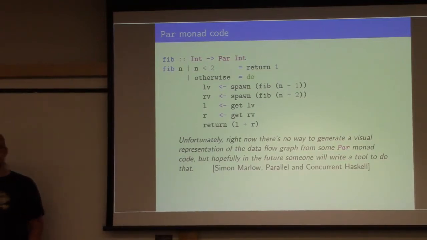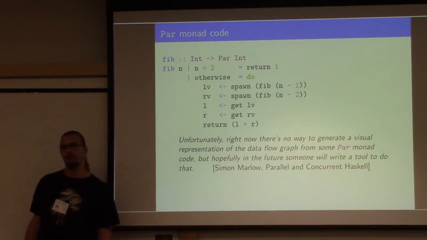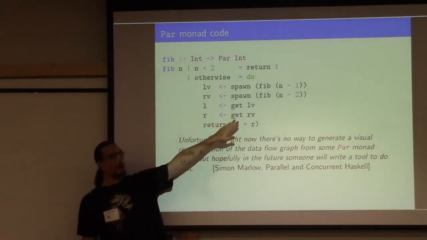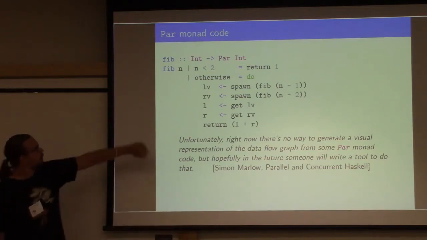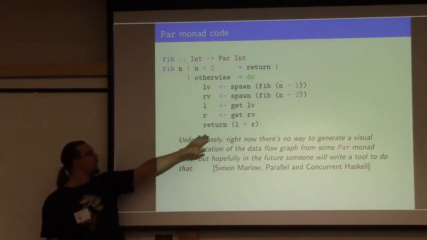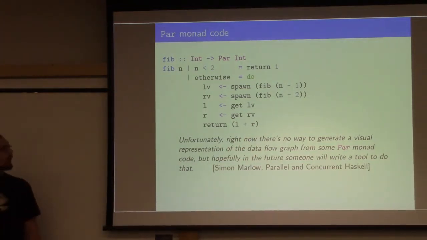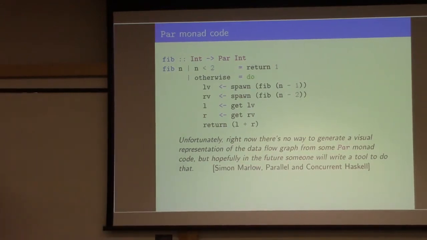Par Monad is an interface in Haskell for writing task parallel code. So here is how you write the slow parallel fib function in the Par Monad. You take the n, you spawn two parallel computations which compute fib of n minus 1 and fib of n minus 2. You bind to these things, which you can later use to obtain the result of the two recursive computations, and then we can return the sum of the two results.